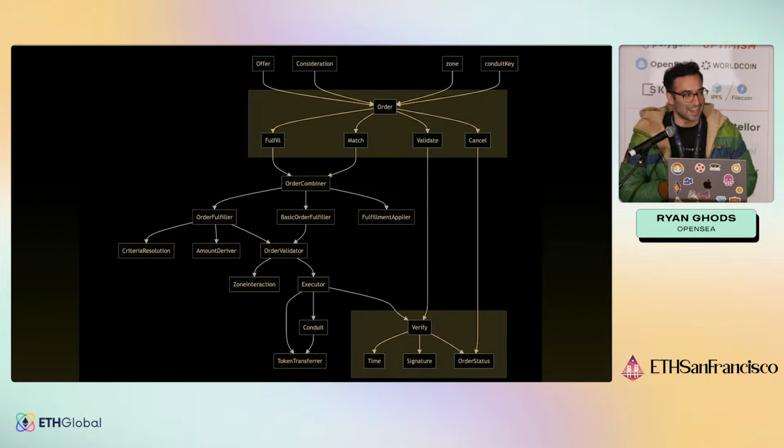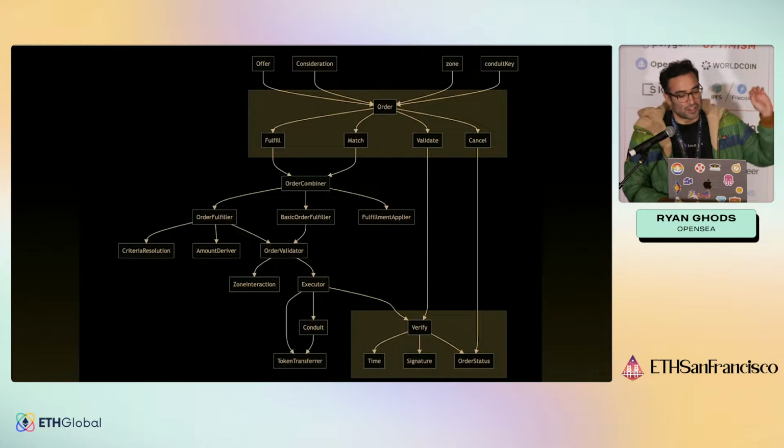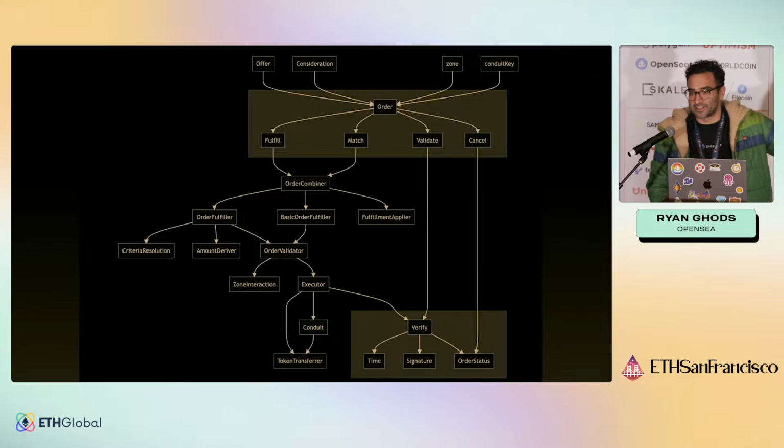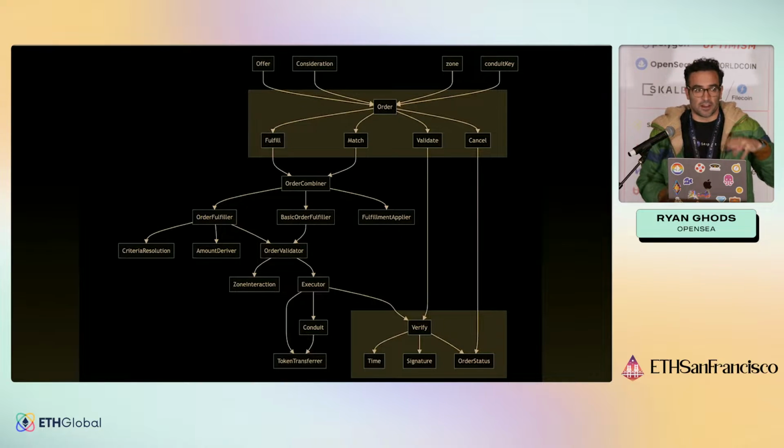So here's a diagram of how Seaport works under the hood. It's a little bit complicated, but at the very top it goes over the things we've already covered, which are the offer and consideration, and the zone and the conduit key. The conduit is standardized, but the conduit key is a way to reference which operator has created the conduit.